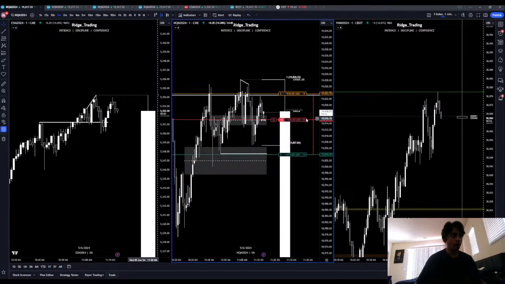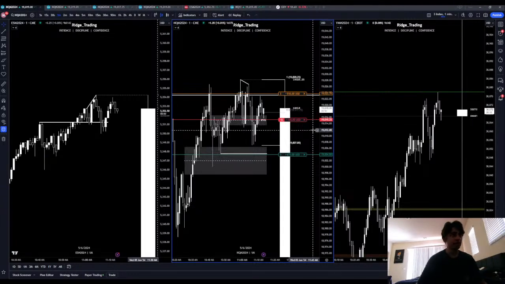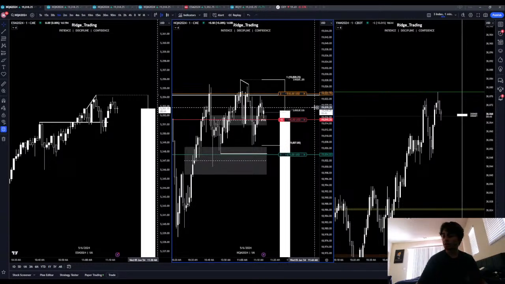You need to see this chop. You need to see this stay under here. Chop around a little bit longer is okay. And then I want to see, this is probably going to accelerate in one direction in the next 10 minutes.